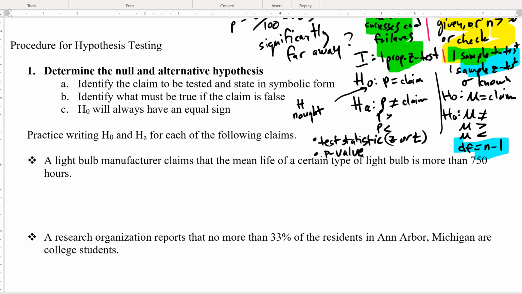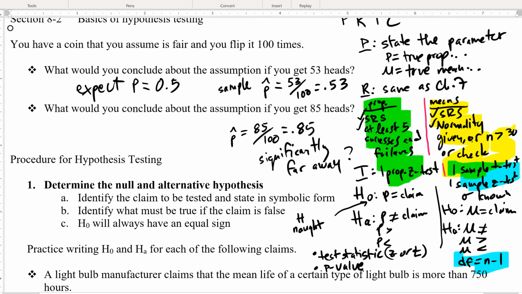If people make mistakes on these, what it tends to be is, first of all, you got to state the parameter, checking the correct requirements. Once you have that, you should run the right test. But if somebody runs the wrong test, it's probably because they didn't state the parameter and identify that correctly at the very beginning. Getting these test statistics, that's going to be given to you by the calculator.